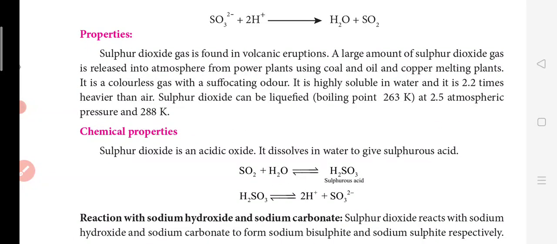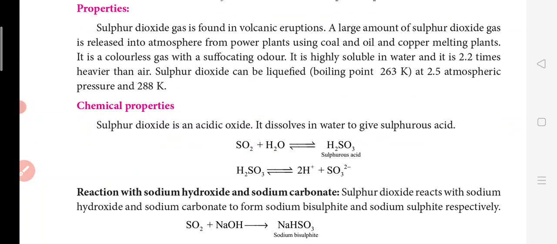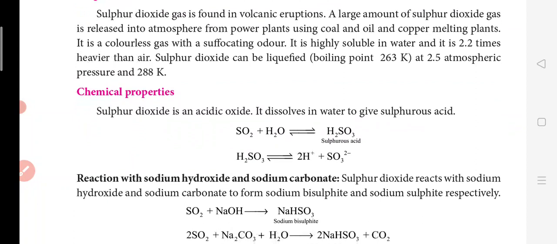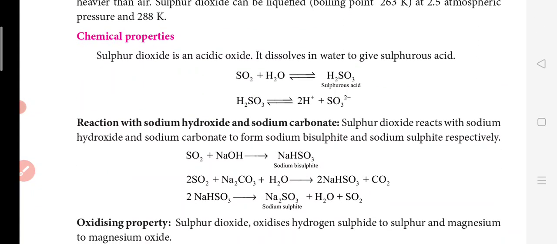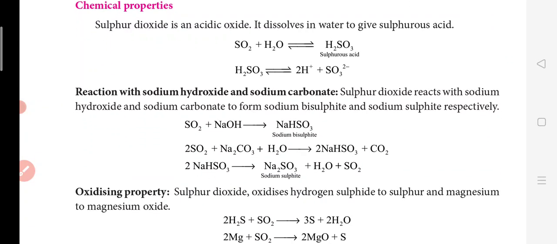It is also highly soluble in water, and it is 2.2 times heavier than air. Sulfur dioxide can be liquefied at 263 Kelvin at 2.5 atmospheric pressure, and at 288 Kelvin. Their chemical properties: if you react it with water, you will get sulfurous acid. That sulfurous acid will decompose to give a proton and sulfite ion.